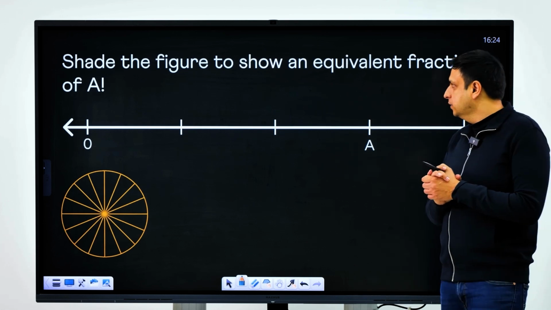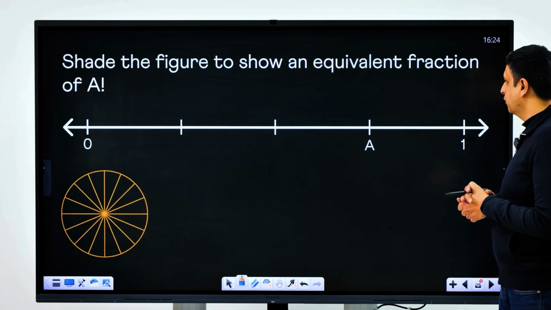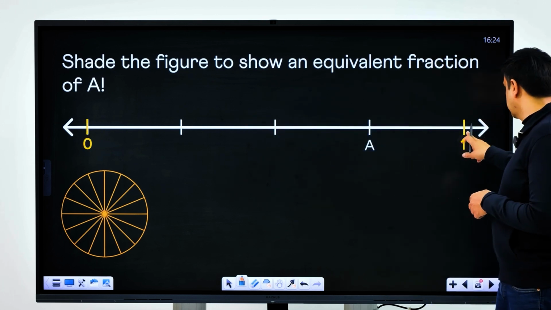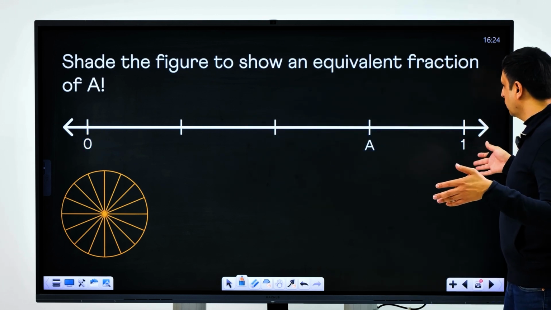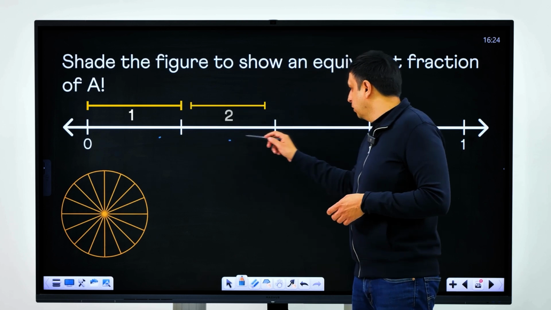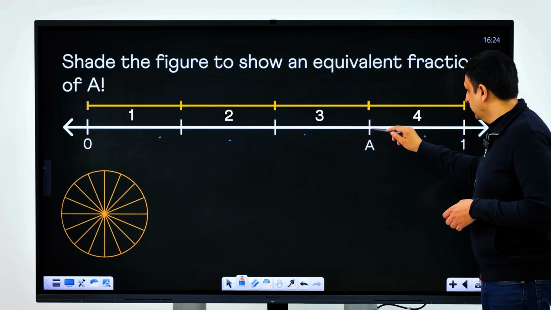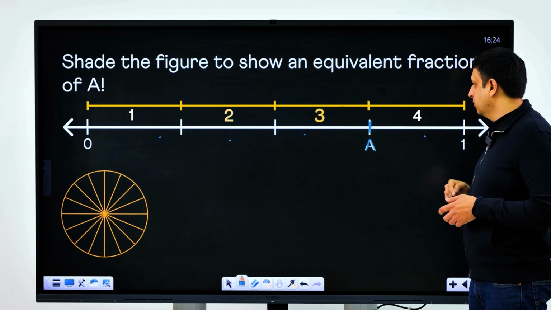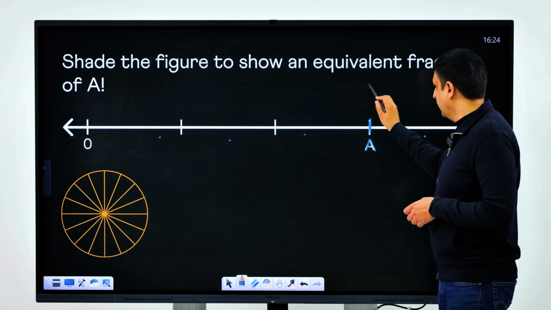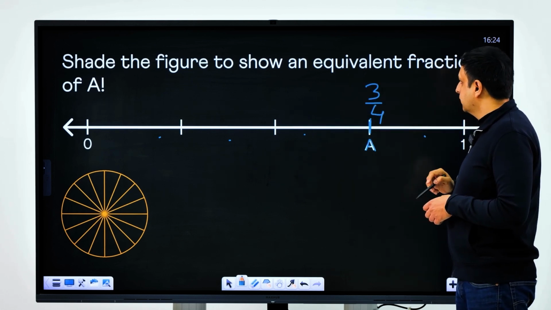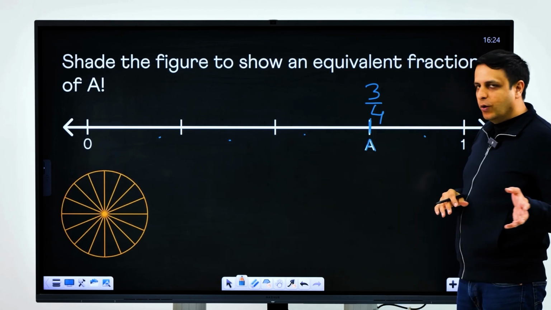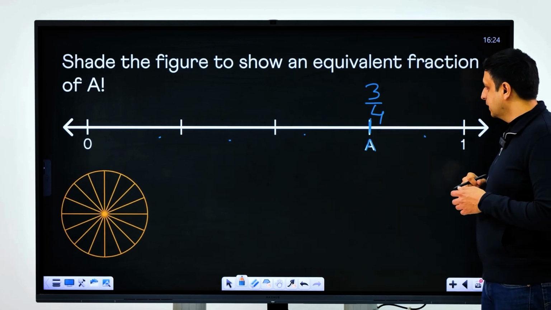Okay, shade the figure to show an equivalent fraction of A. So we have this number line over here, 0 is at that end, 1 is over here, and this unit interval is divided into 4 equal parts, and this point here is labeled A. So because this point is 3 parts away from 0, this corresponds to the fraction 3 over 4. Now we need to shade that figure over there to show an equivalent fraction for 3 over 4.